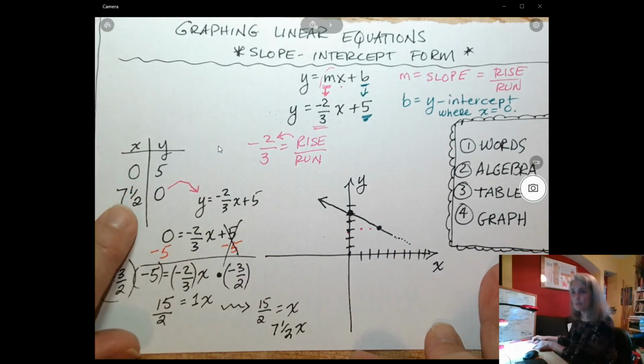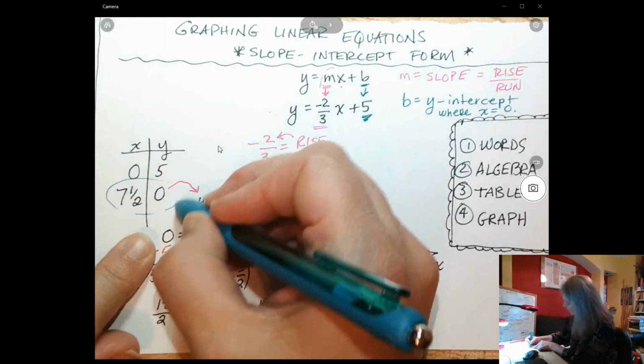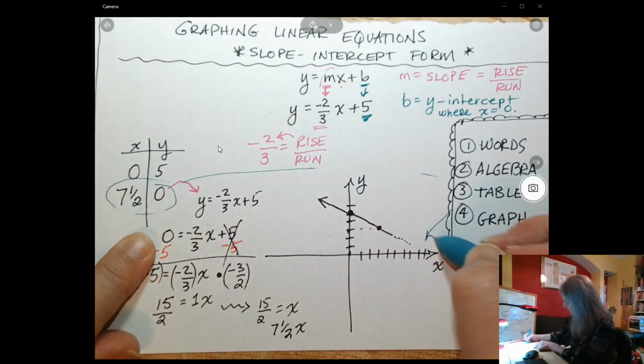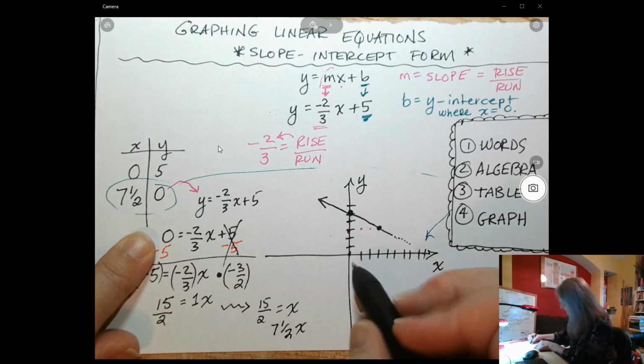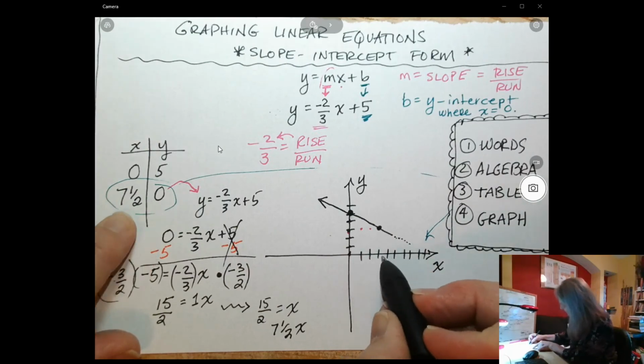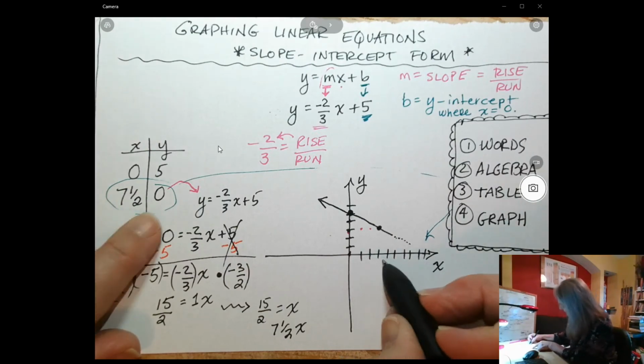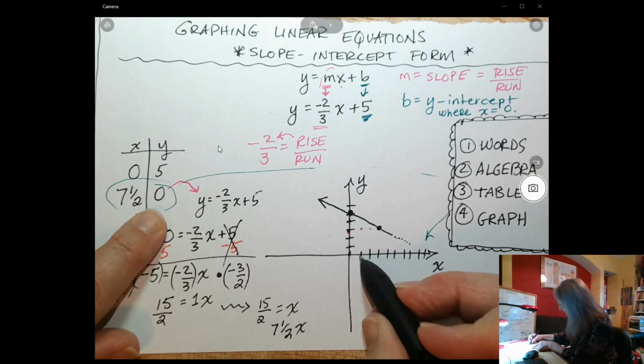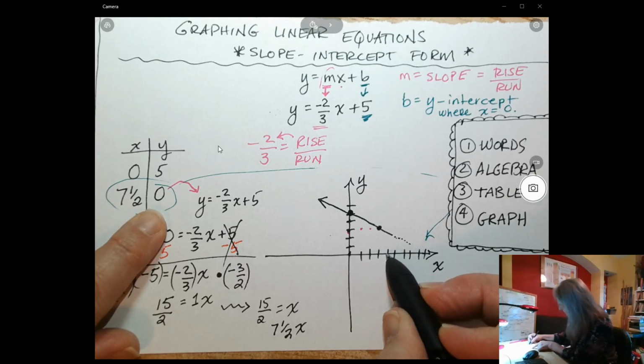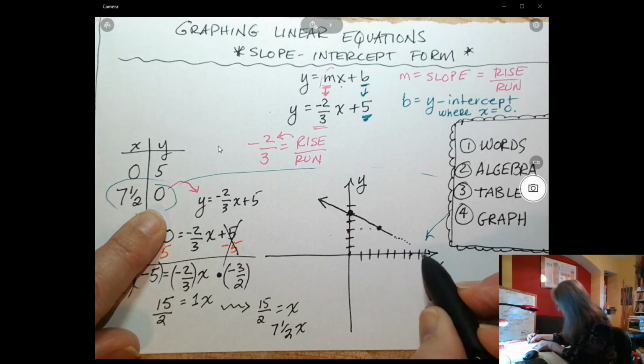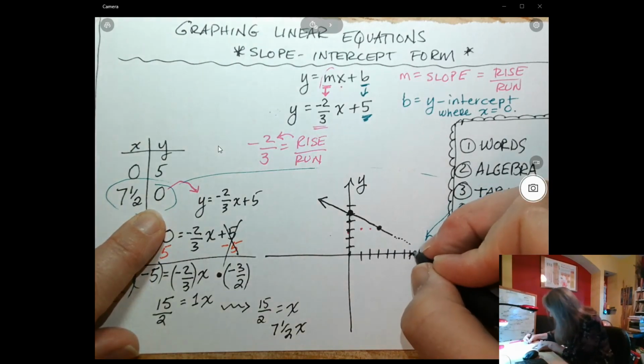And now we get to plot this point. We're going to plot this right here all the way over down here. And that's 7.5 is our x and 0 is our y. So it's got to be along this x-axis. So 1, 2, 3, 4, 5, 6, 7, 8. So our point is right here.